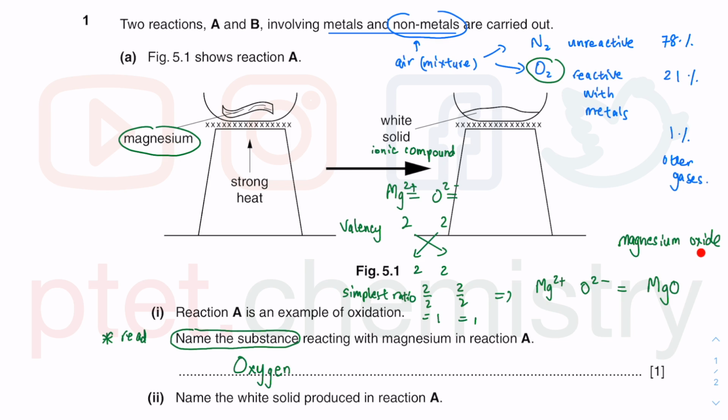The compound is an oxide because it's already a compound. It is a different chemical composition from the starting material. This is a chemical change. Redox reaction is a chemical change.